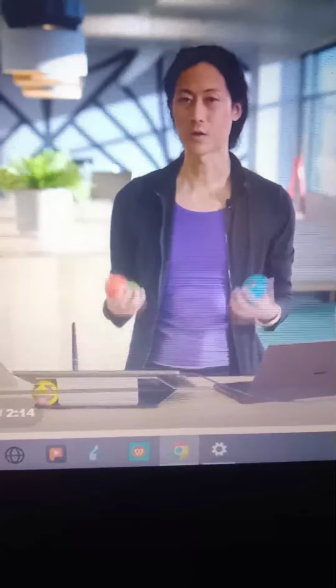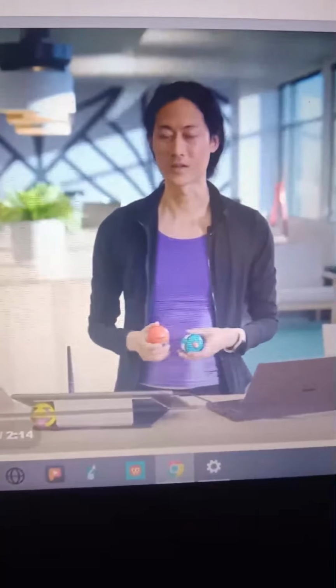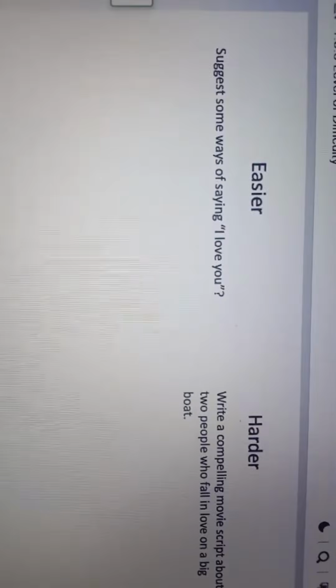So it's good to keep that in mind when asking a chatbot to perform a task. Here are some pairs of tasks, one easier and the other more challenging. You can instruct the chatbot to suggest some ways of saying, "I love you," or you could ask it to write a compelling movie script about two people who fall in love on a big boat. When comparing the two, one is a narrower task, whereas the other is a more complex, multi-step task, which makes it harder to do as well.